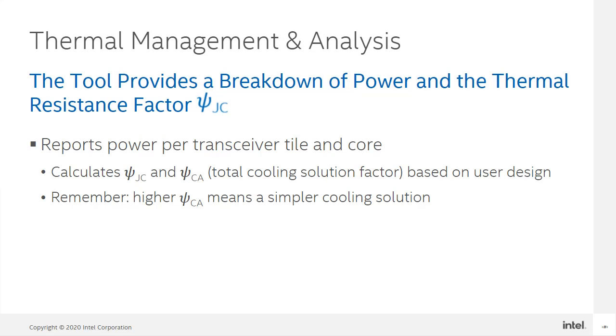As discussed, the PTC can perform a thermal analysis that accounts for the supported device's multi-die architectures, providing a breakdown of power between the transceiver tiles and the core die. The tool calculates psi-JC, the thermal resistance factor, for each die specific to your design. A psi-CA value is also reported as a goal for the design of your cooling solution. Remember that the higher the psi-CA value, the simpler the cooling solution you need to implement to meet the thermal requirements of the design.